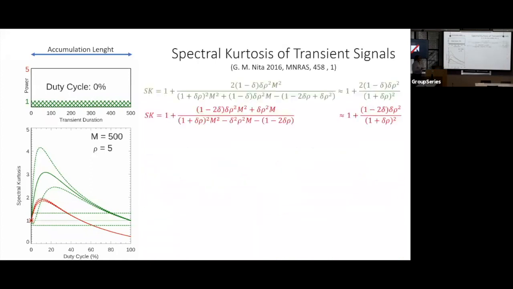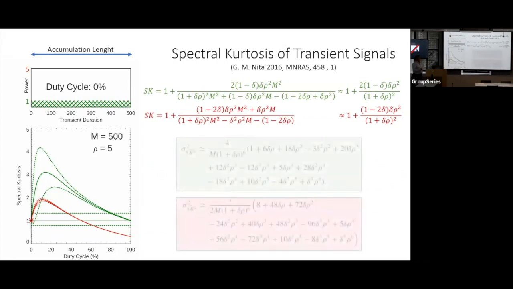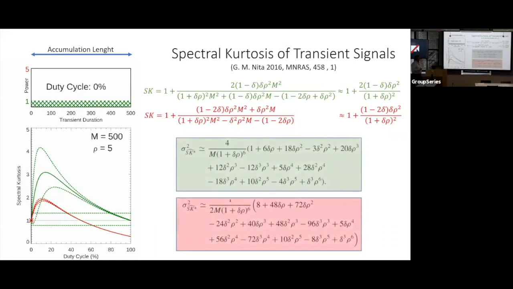So this is another Monthly Notices paper in which I discussed the spectral kurtosis of transient signals, and this is the expectation for Gaussian. This is for non-Gaussian, and these are the variances of these two estimators. And I think this is very important. Again, everything is in terms of signal-to-noise ratio and the integration length.